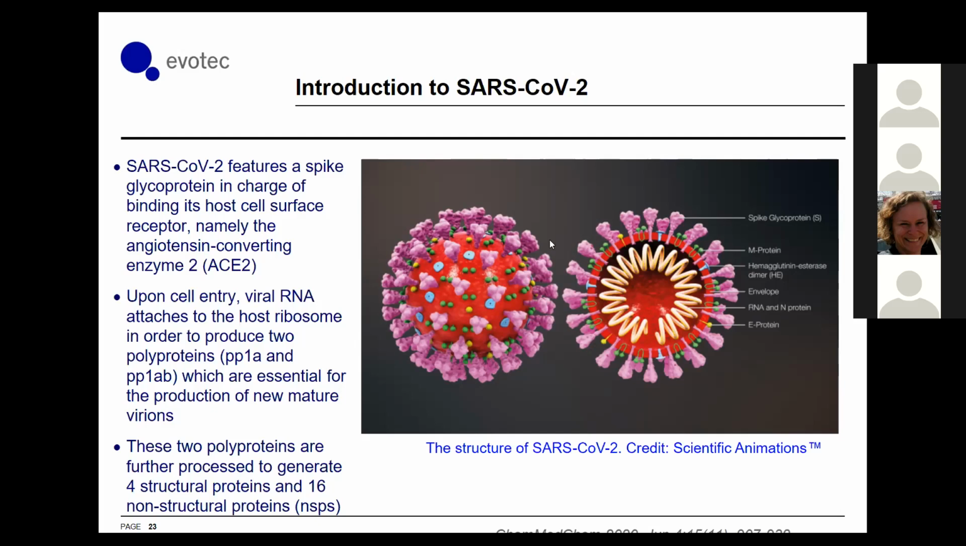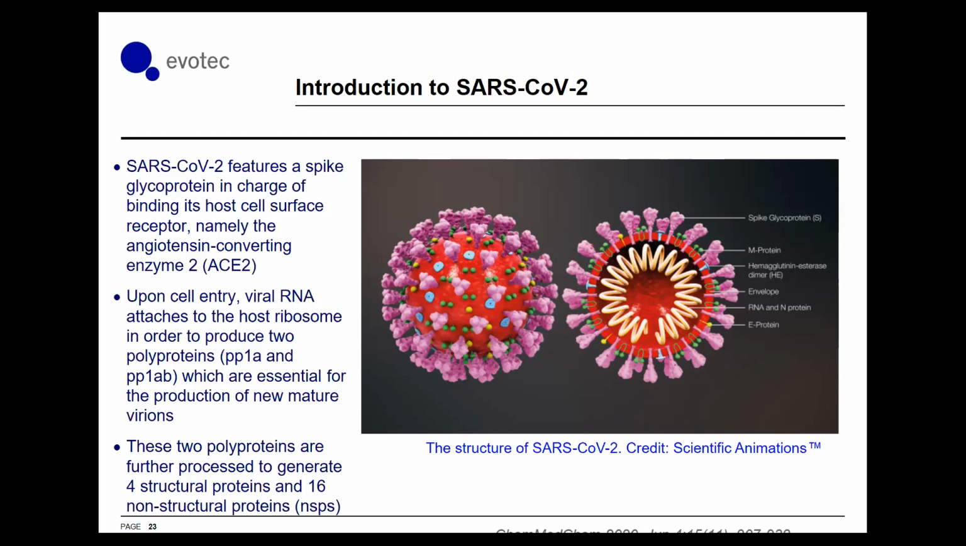What you can see here is the coronavirus schematic. Outside you can see the spike glycoprotein. The moment the virus enters into our body, it aims to penetrate our cells. It does this via the spike glycoproteins, mediated by our own angiotensin converting enzyme 2. In this way, it enters the cell.